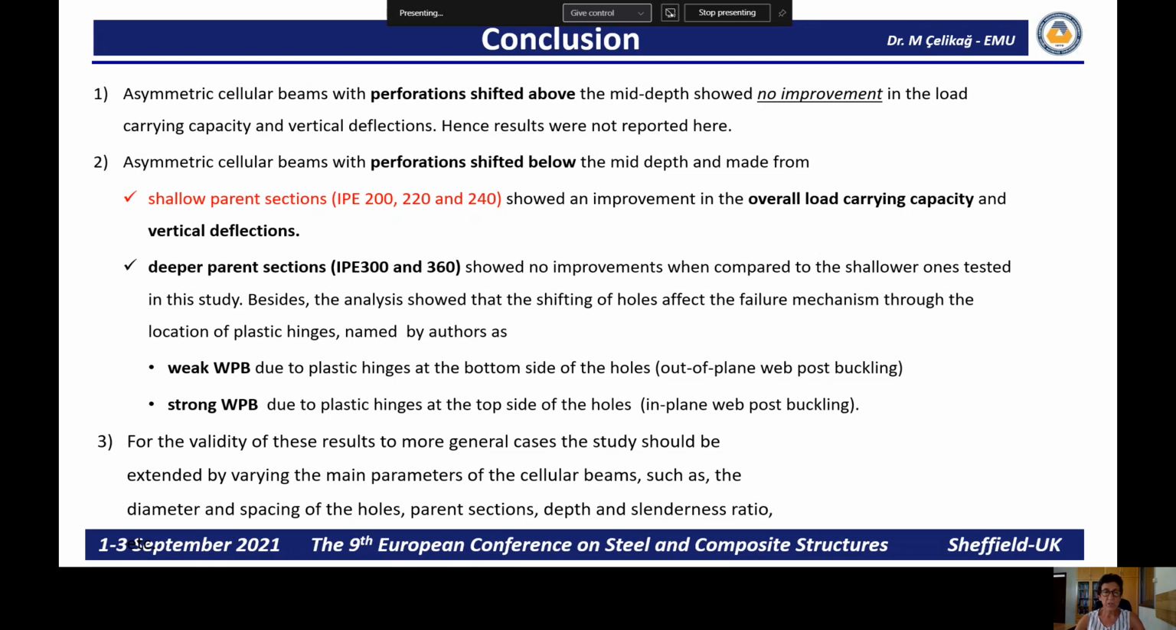So for the validity of these results to more general cases, the study should be extended by varying the main parameters of the cellular beams, such as the diameter and spacing of the holes, parent sections, depth and slenderness ratios.